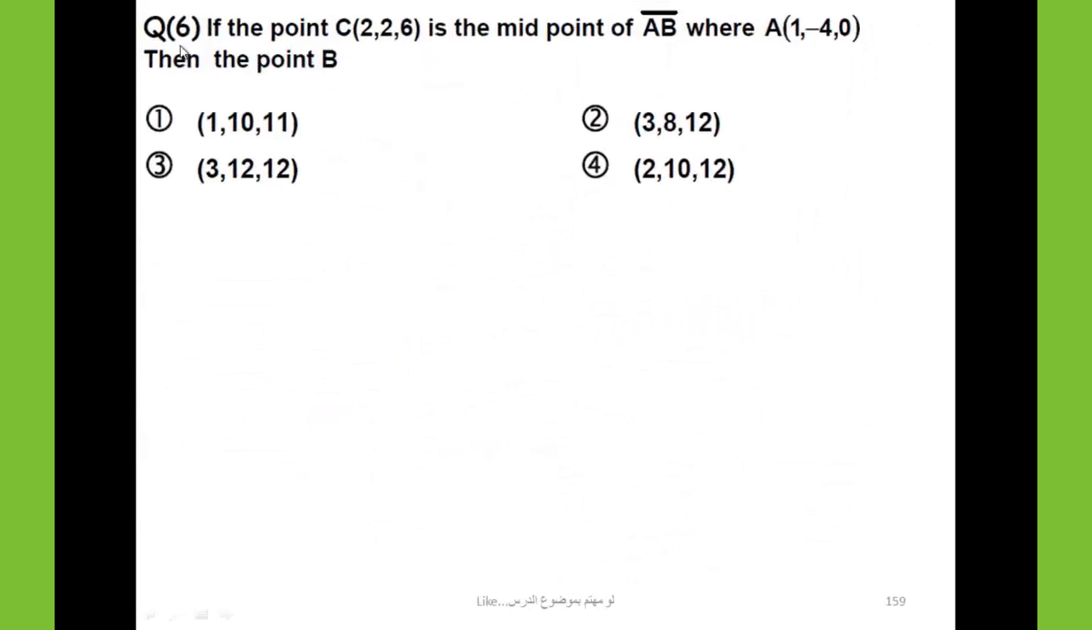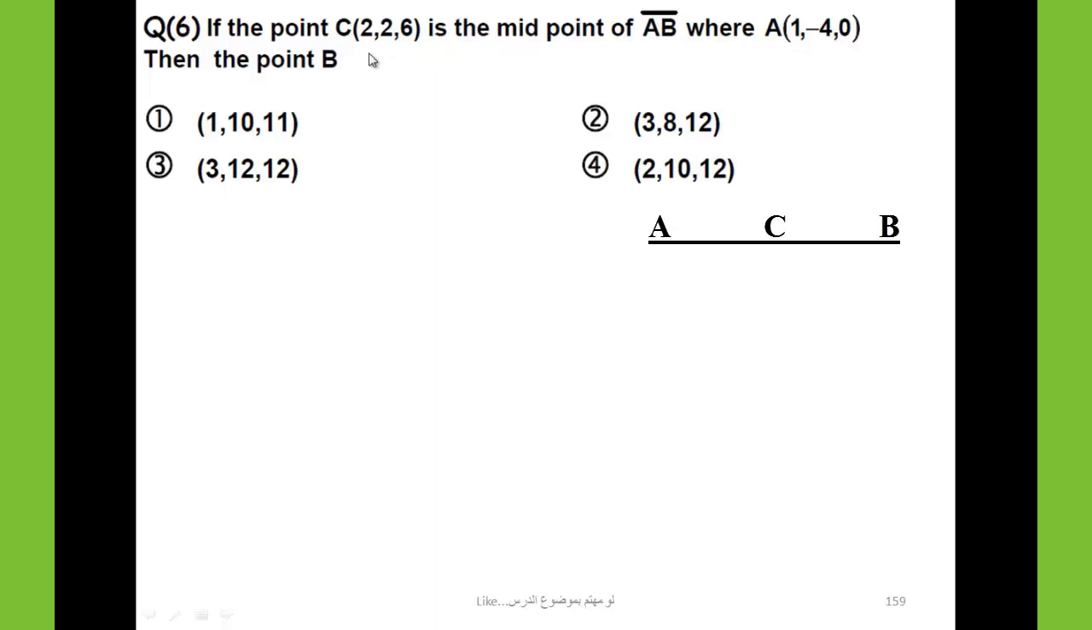Question number 6. If the point C is the midpoint of AB, where A equals (1, -4, 0), then the point B is, so we have 2 points A and B. We know one of these points, A equals (1, -4, 0), and B is unknown. We consider it (x2, y2, z2), and the midpoint is C equals (2, 2, 6).